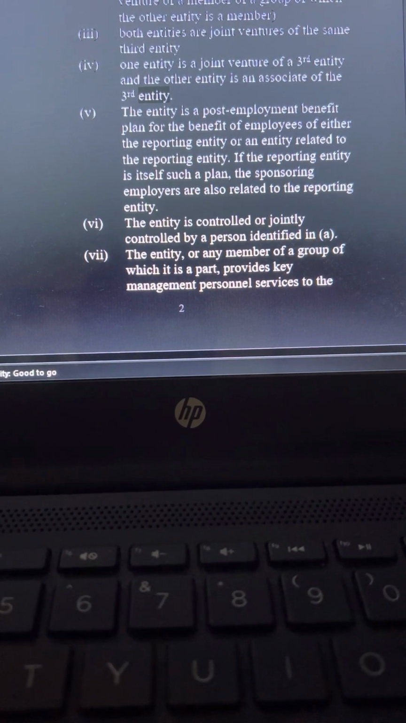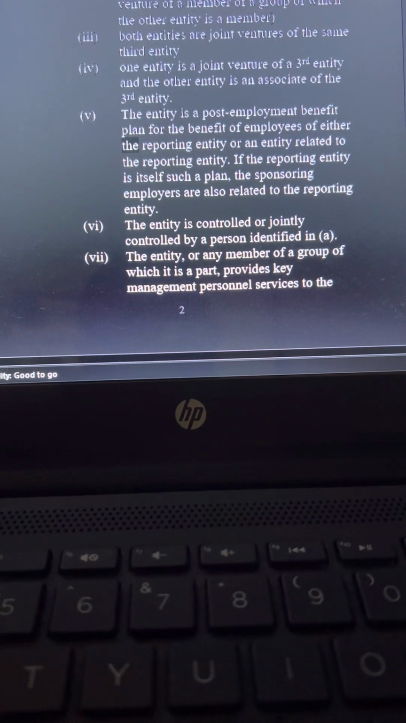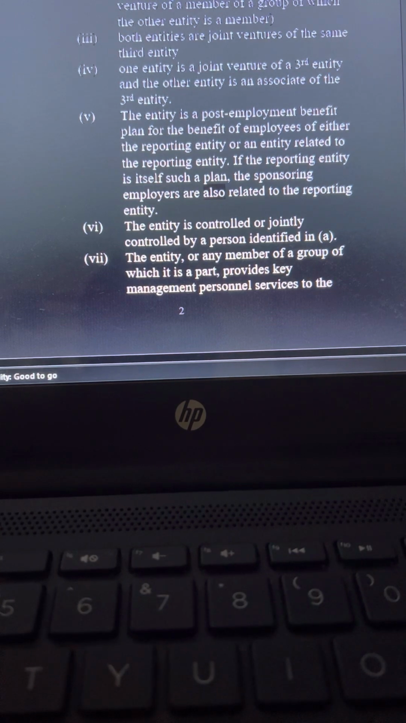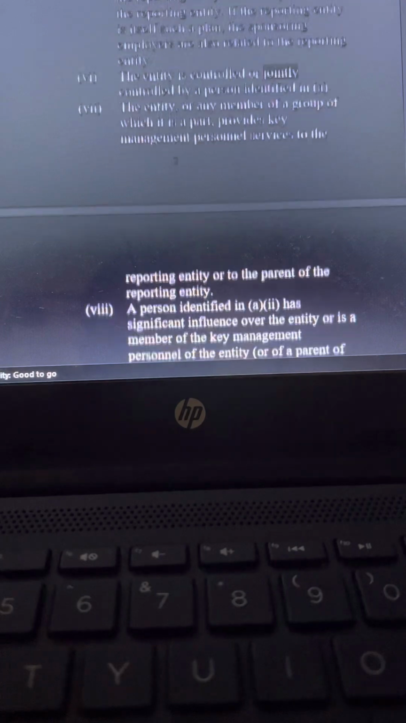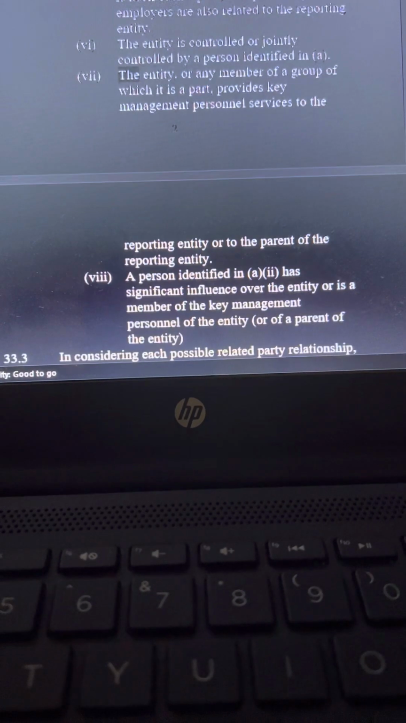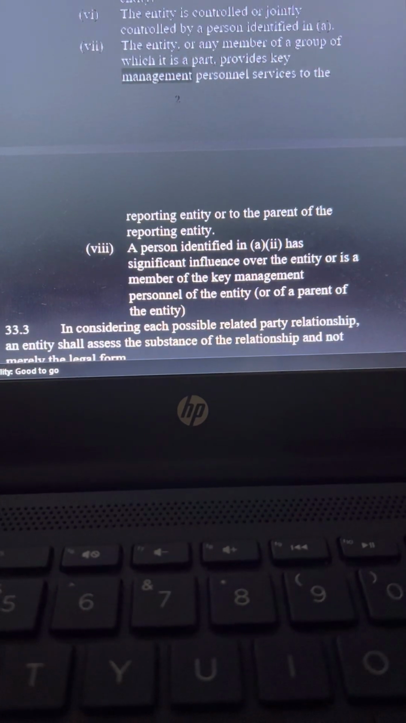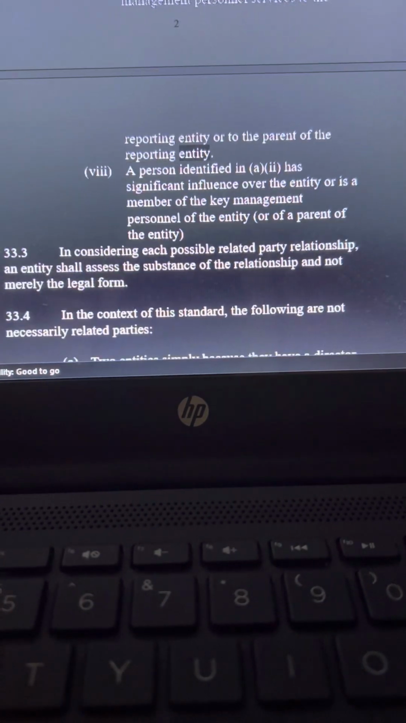One entity is a joint venture of a third entity and the other entity is an associate of the third entity. The entity is a post-employment benefit plan for the benefit of employees of either the reporting entity or an entity related to the reporting entity. If the reporting entity is itself such a plan, the sponsoring employers are also related to the reporting entity. The entity is controlled or jointly controlled by a person identified in A. The entity, or any member of a group of which it is a part, provides key management personnel services to the reporting entity or to the parent of the reporting entity.